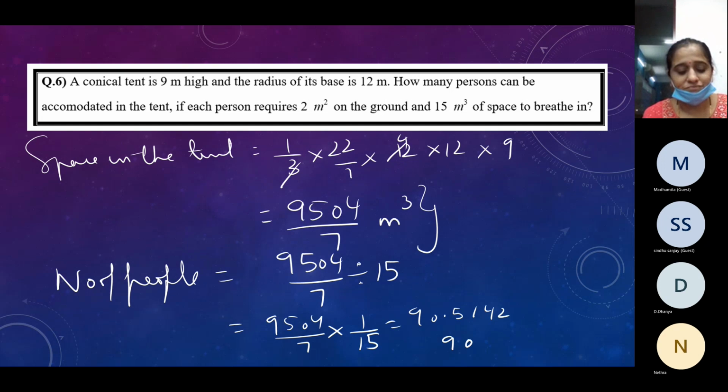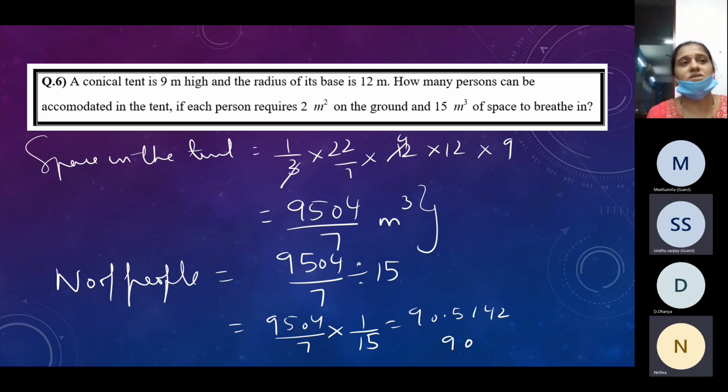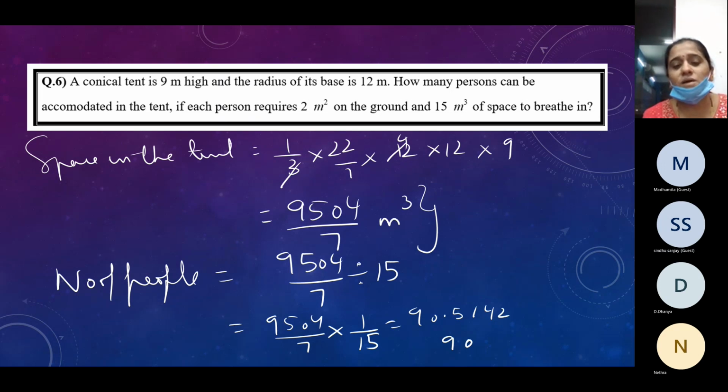What's the answer? 90, ma'am. You cannot allow all the 226 people to come because they'll suffocate. They can't breathe. So you should not consider the floor area here. Though you can accommodate 226 people, only 90 of them can breathe.